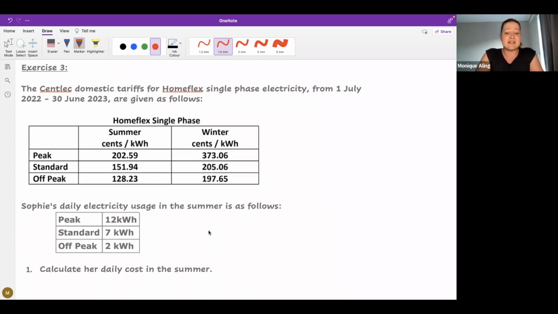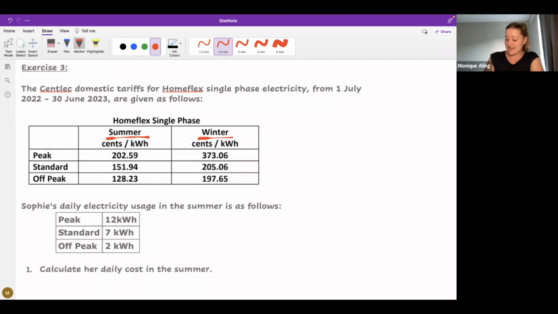But this table gives you the different charges, or tariffs, for electricity over 3 times. There's peak time, that's a really busy time of day, standard time, and off-peak. Off-peak will be like your midnight to 4 a.m. type of time frames, when electricity is not being used by the majority of the population. So we've got peak, standard and off-peak. The table also gives us summer charges and winter charges.